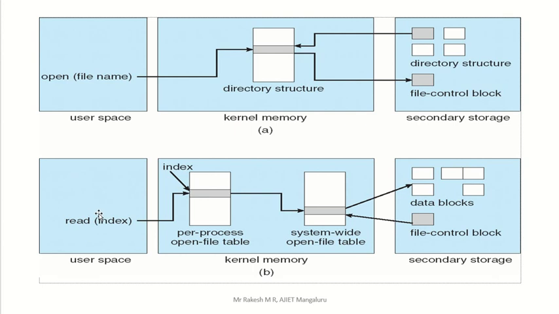So the user wants to read that file, and that request is sent to the per-process operation. That means that information is there in the system-wide table also. The system-wide table will check the information about the file with the secondary storage's file control block. The file control block will send that information to the OS. The OS will read that file information from the secondary device. So the reading is over. So these are the two operations given: one is open, one is read.